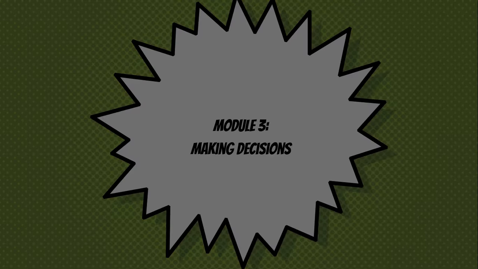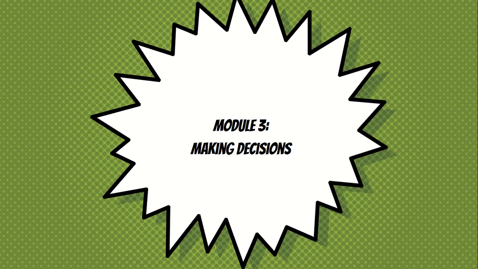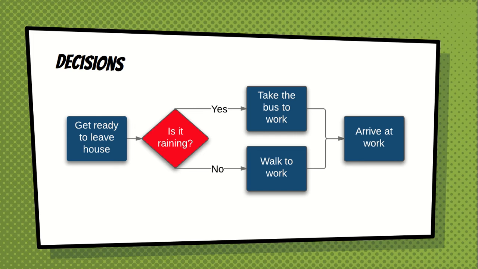This time we're going to be following Module 3, which is all about making decisions. So how can we make our programs make choices? If you ever want to be able to write any sort of more complex program, you need to understand how to write code that makes decisions.